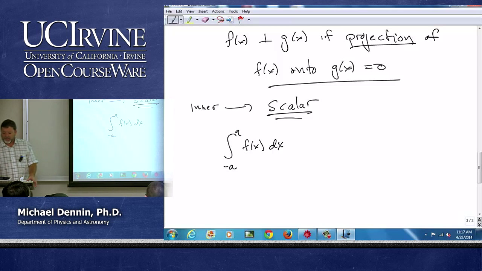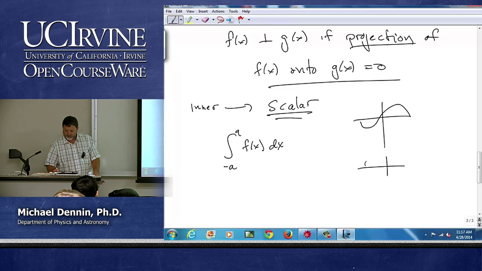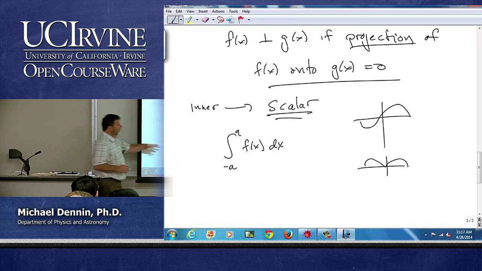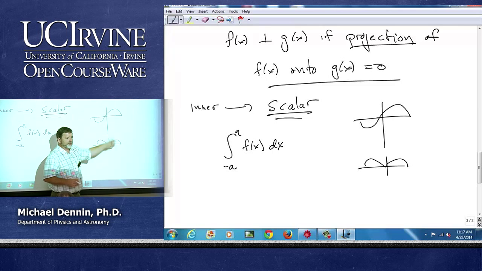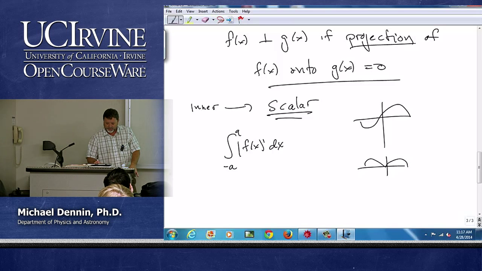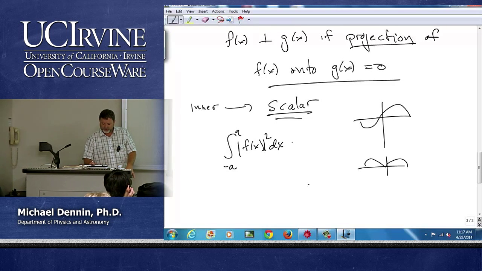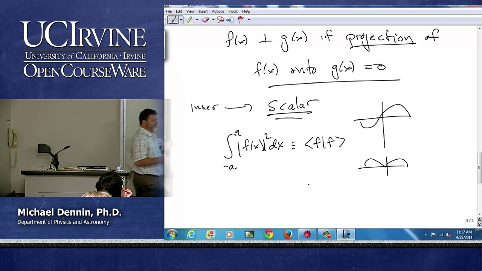Square it. And so that would tell us, right, that this function versus this function, they're about the same size because they both have similar area under them. So we would like this to be squared. This suggests a definition of inner product to us.